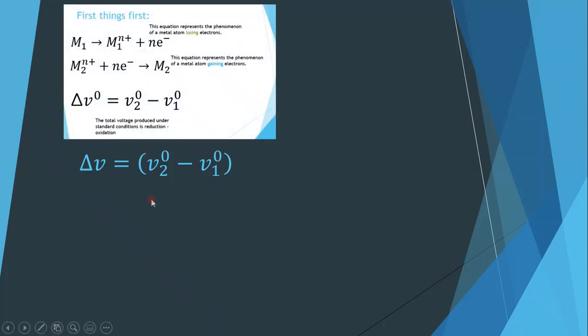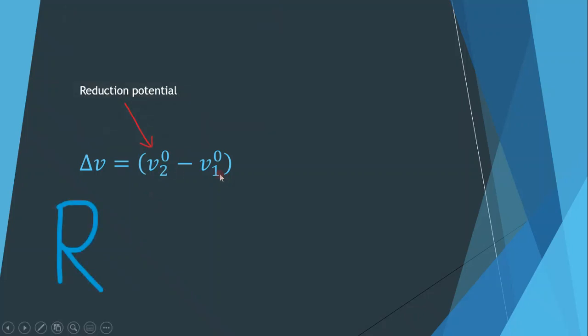So the reason why we just remember V2, this is your reduction, this is your oxidation, and how to remember it is that the R looks like it has a 2 hidden inside of it, so you just remember it's always reduction. Can't really go wrong with that.